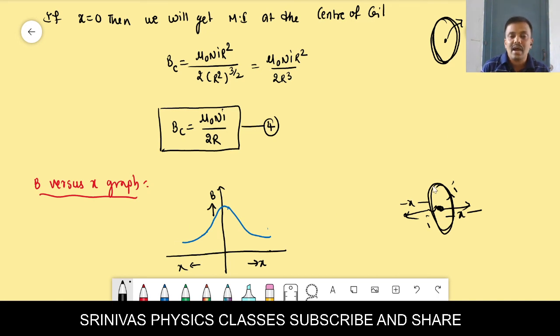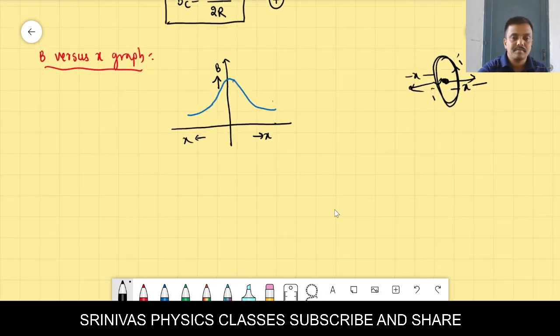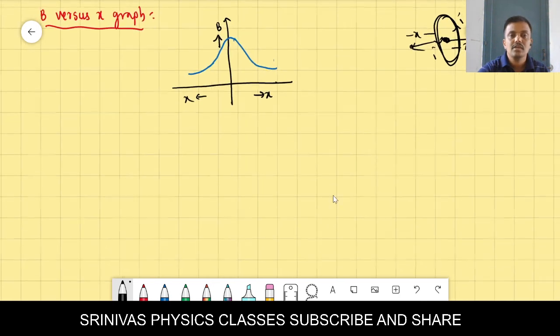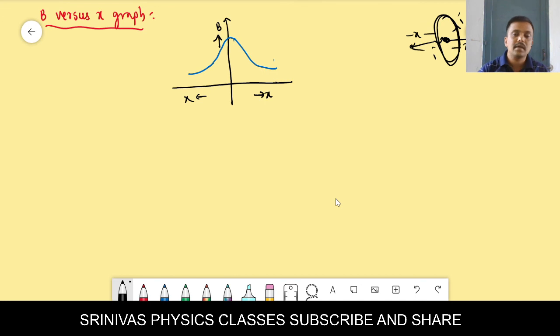This coil will act like a magnet. A current carrying coil will act as a magnet. Clear, students? Any doubt?